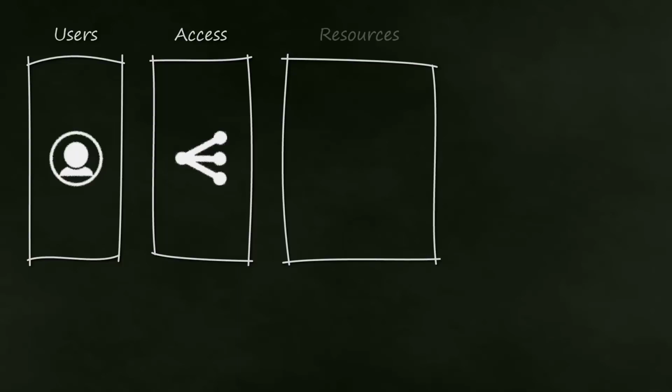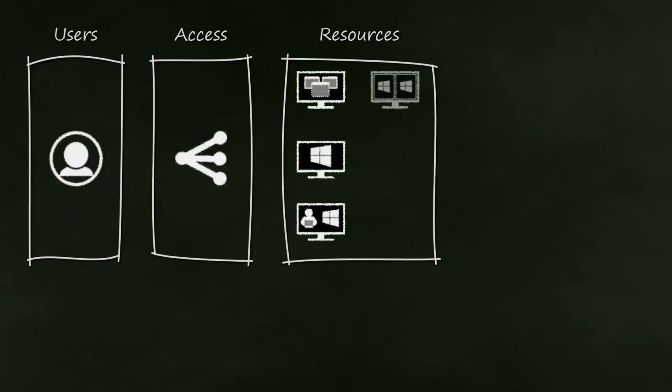Resources make up our third layer. If you're thinking of just a desktop, you're partially correct. XenDesktop has many resource options available, including apps, non-persistent desktops, persistent desktops, local desktops, shared desktops, remote PC access, plus many more. Each one is applicable to a different use case.